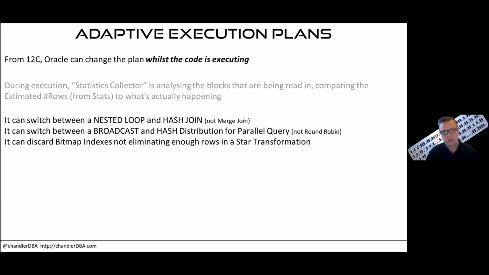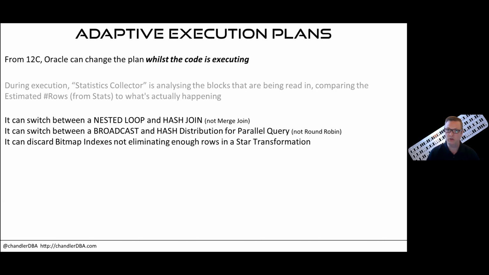Likewise, it will want to do a parallel query broadcast when you've got less than 2 times the degree of parallel in terms of the amount of rows that you're broadcasting. You do a hash distribution when you've got more than 2 times the degree of parallel.